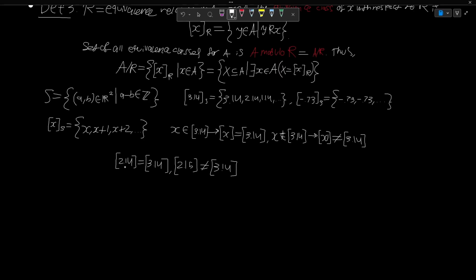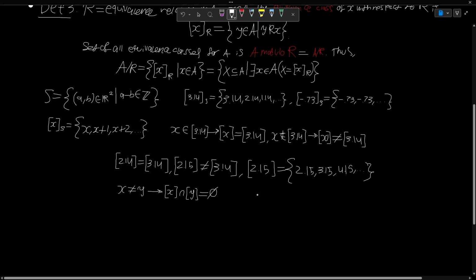So for example, the class of 2.14 will be equal to the class of 3.14 since 2.14 is in the class of 3.14, but the class of 2.15 will not be the same as the class of 3.14 since 2.15 is not in the class of 3.14. And actually, since 2.15's class will only consist of real numbers that end with .15, we can see that the class of 2.15 is disjoint from the class of 3.14, since the class of 3.14 consists of all real numbers that end with .14, which is not anything in this set.